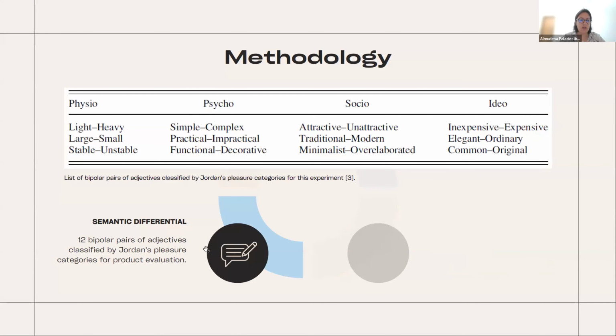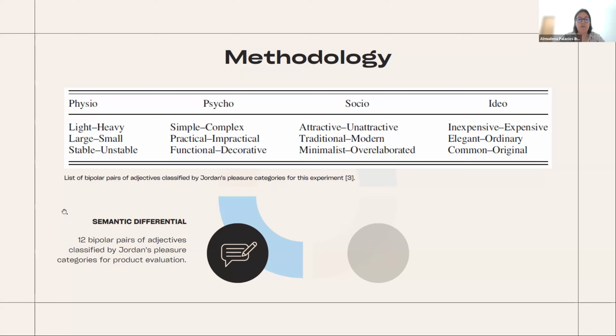Now I'm going to talk a little bit about these concepts, the semantic differential and Jordan's pleasure categories. For product evaluation, we use the semantic differential technique, which has been widely used in this kind of experiment. It is composed of different bipolar pairs of adjectives. In our case, we used 12 adjectives as product descriptors. And to obtain more robust results, we classified them using Jordan's pleasure categories. This is an emotional approach proposed by Jordan.